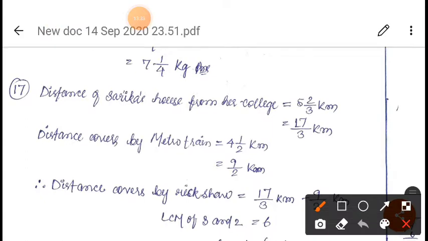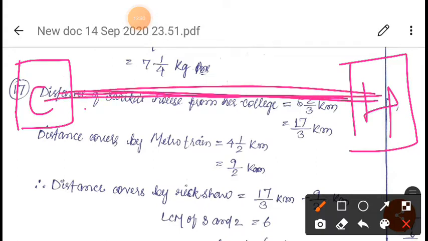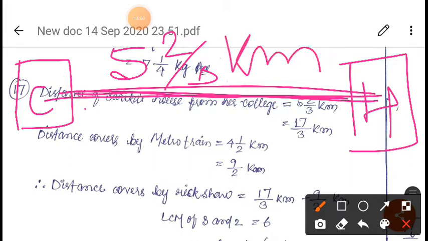Suppose this is her school, this is her college, and this is her home. Sarika's home is 1 by 2 kilometer from her college. The total length from her college to her house is 5 2 by 3 kilometers. So what did she do? She covered 1 by 2 kilometer by metro.